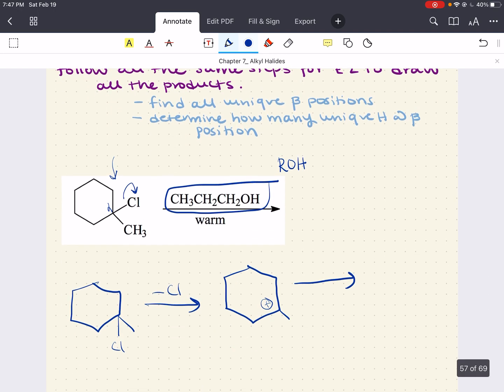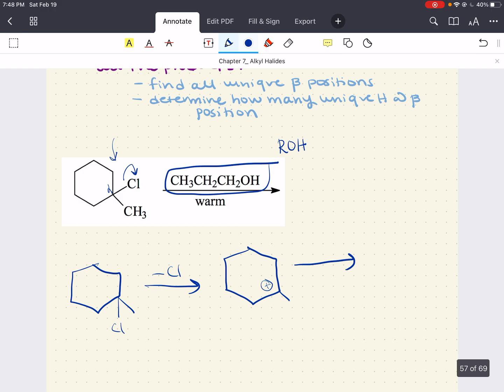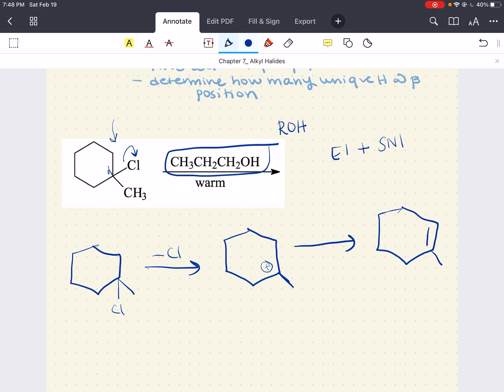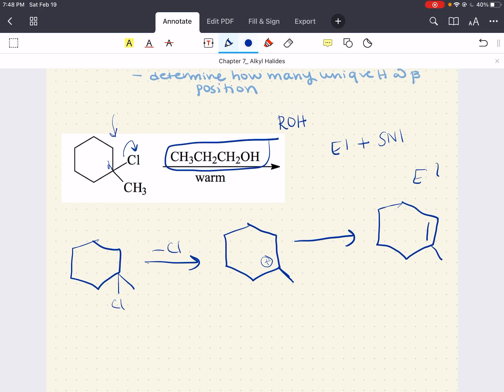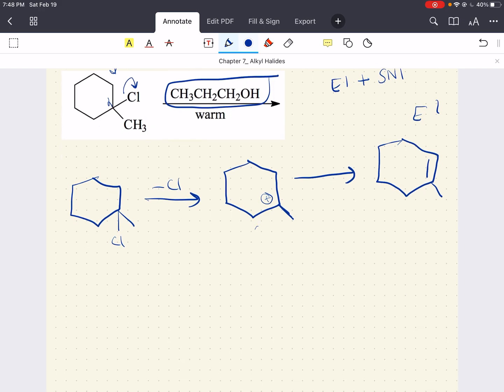Of course, we're going to get SN1 products here, but we're just going to draw our elimination product, our E1. This reaction gives E1 and SN1. So we have our tertiary carbocation here. What can happen is we can form a double bond between the alpha and beta position right here, and that is our E1 product. Our SN1 product would look like this. Just if you're curious, we're going to draw it as well.